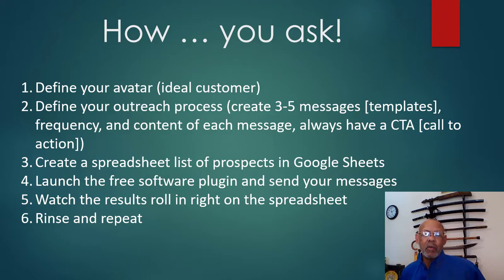Well, easy. It's just like what we talked about a little while ago. One, define who your ideal customer is, create your process, and then create 3 to 5 messages. Figure out the frequency and the content of your messages, always with some kind of call to action asking them to take some action in the email you're sending. Then we're going to create a spreadsheet with our list of prospects over in Google Sheets. And then we're going to launch free software, which I'm going to tell you about later, that will help you send these messages. Then you're just going to watch the results roll in literally on your spreadsheet. You'll be able to see the results. And then it's just rinse and repeat.